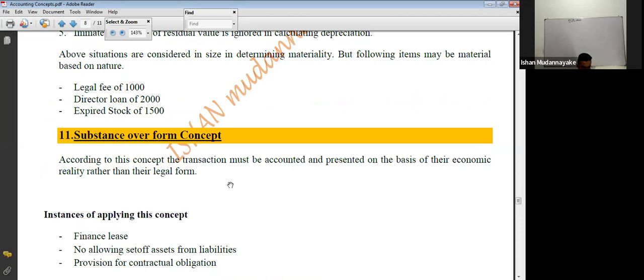Substance over form concept. We need to show the economic reality of the business rather than its legal reality. For example, assets taken on leasing are recognized in the business as lease assets. Economic reality rather than the legal reality. Substance over form concept.